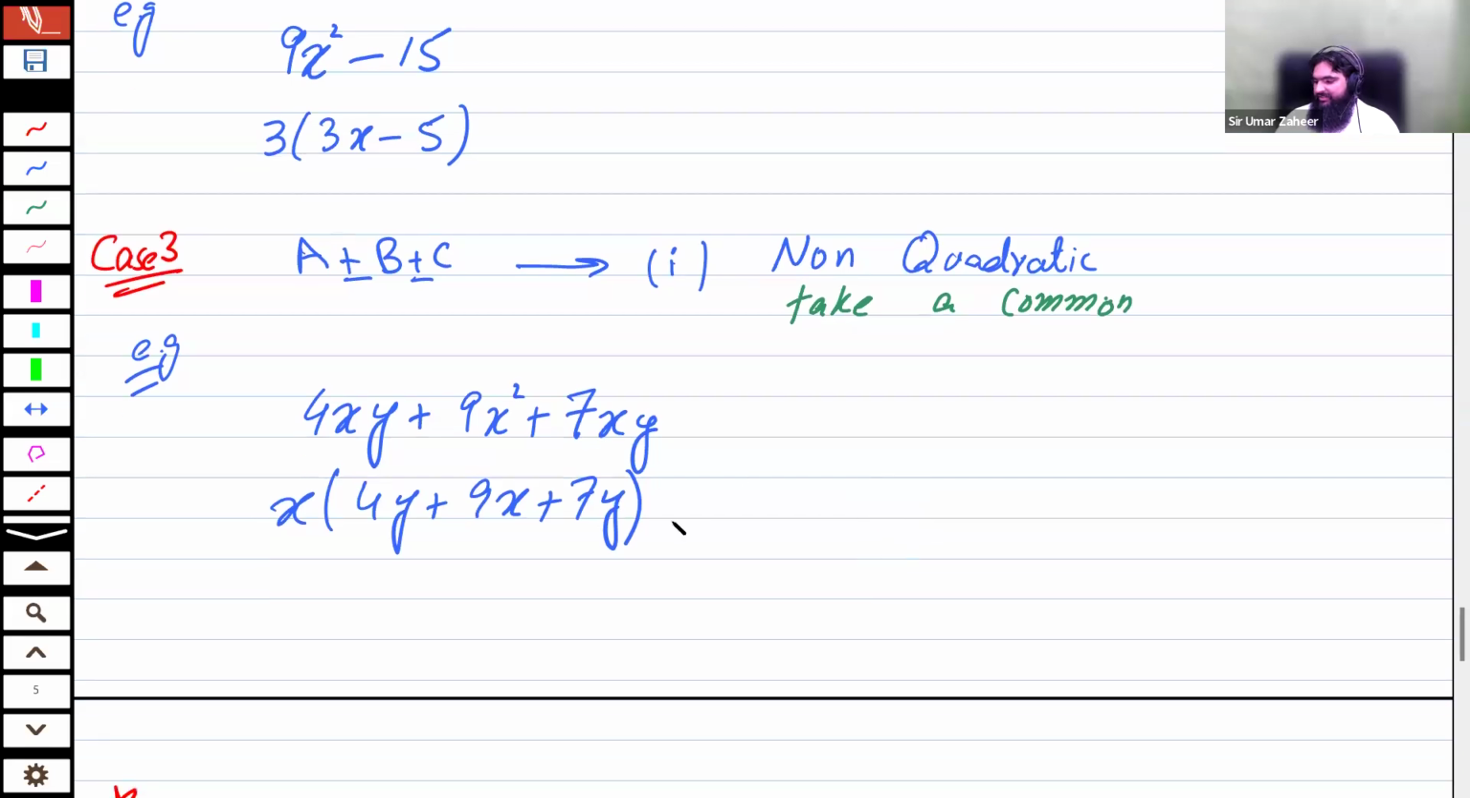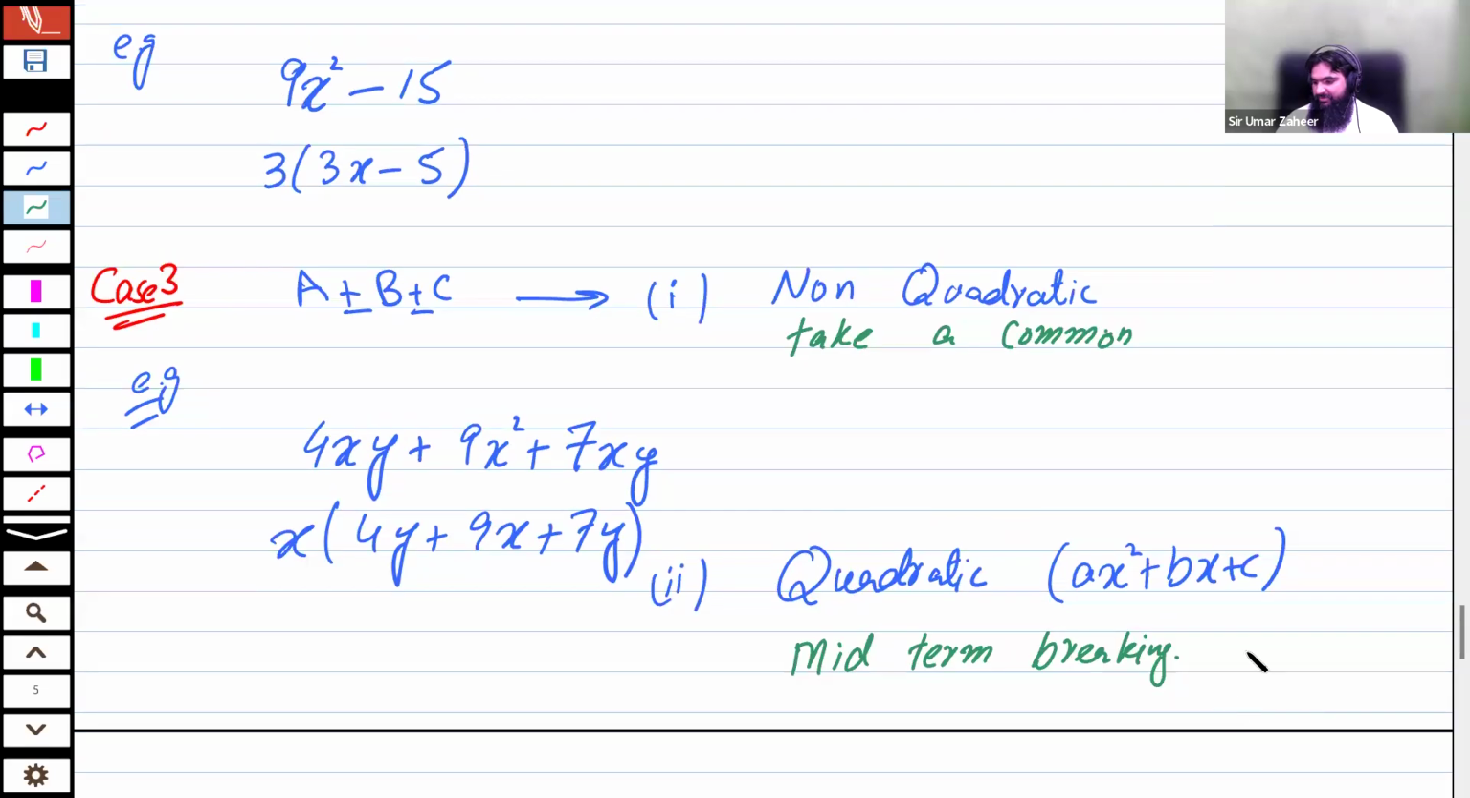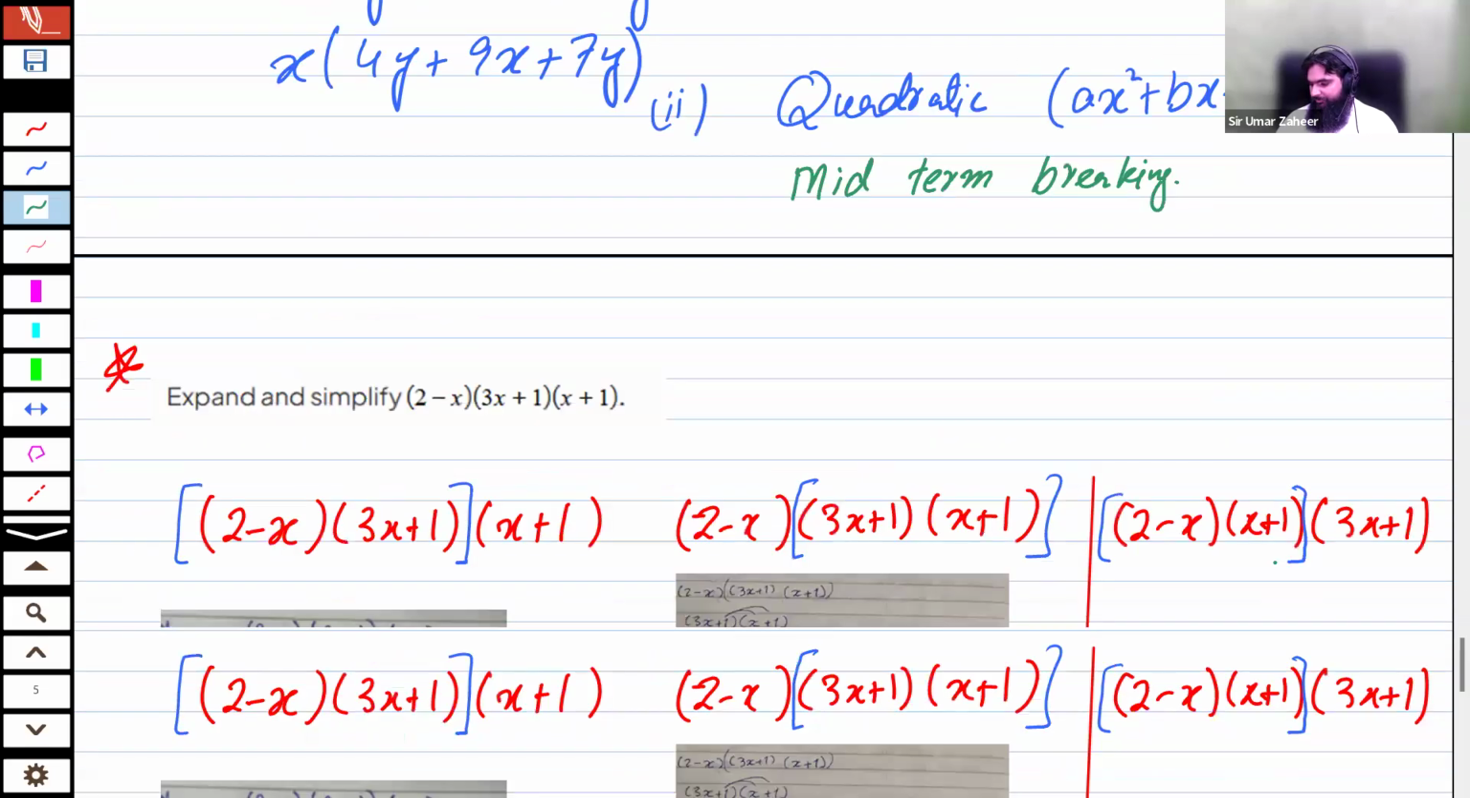All right. And the second option, if it is quadratic. Quadratic means it is going to look like this: ax square plus bx plus c. It is quadratic, so how you will factorize it? You need to do the midterm breaking. Okay, how to do the midterm breaking? Inshallah, we are going to discuss it.